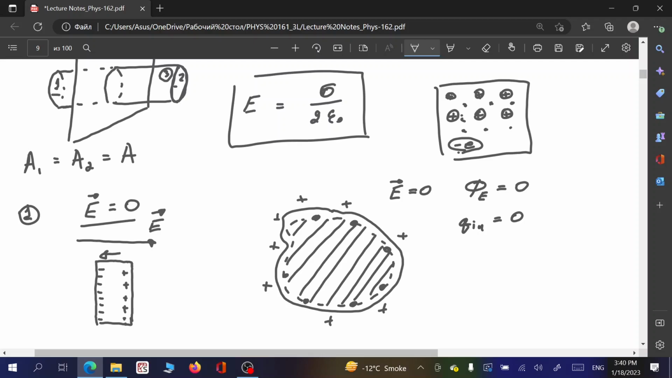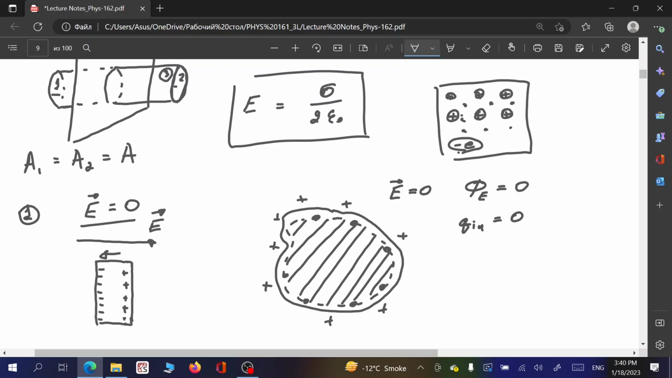So that means that no matter what we put in terms of electric charge on this conductor under electrostatic equilibrium, all these charges will be residing exclusively on its surface. They will not go inside the conductor.